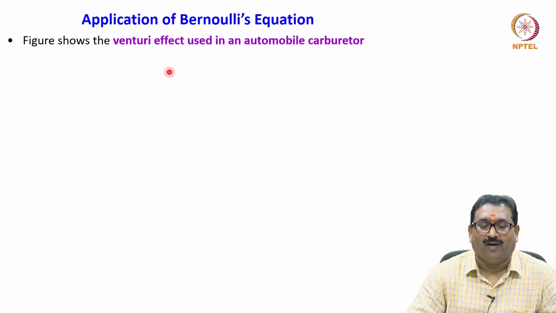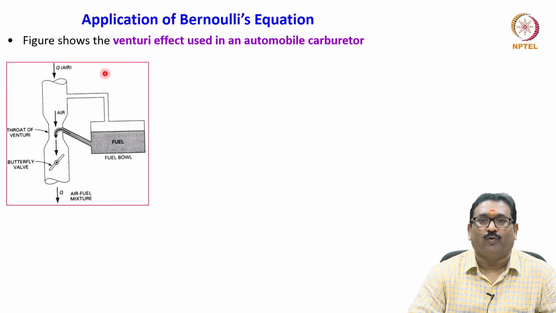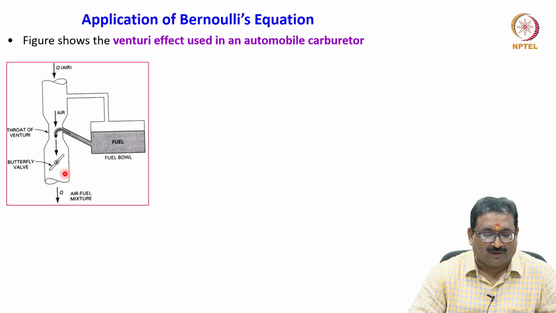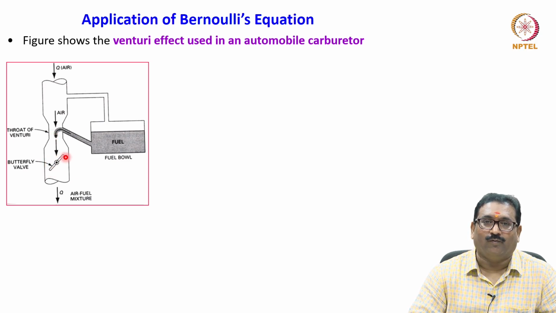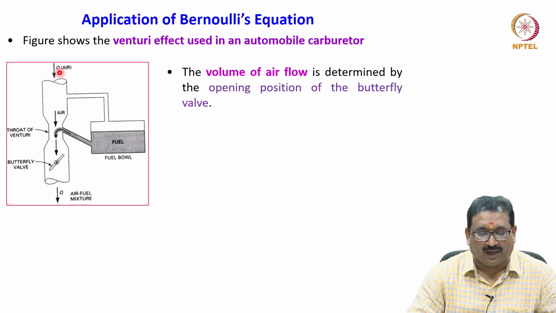Correct? Now I will show you this effect in the automobile carburetor. The automobile carburetor consists of a Venturi, correct, and this is a fuel bowl, and this is the throat of the Venturi, of constant diameter. Here I am using the butterfly valve to vary the flow. The air-fuel mixture exits now. The volume of air flow is determined by the opening position of the butterfly valve.